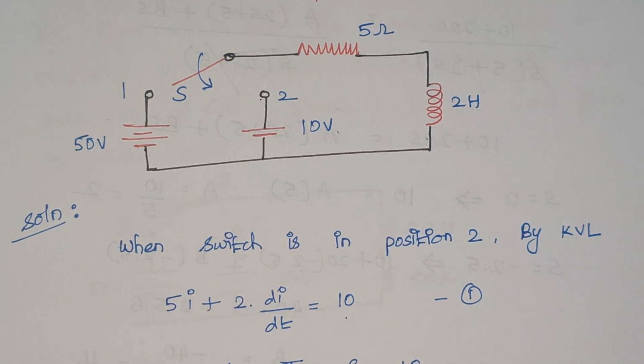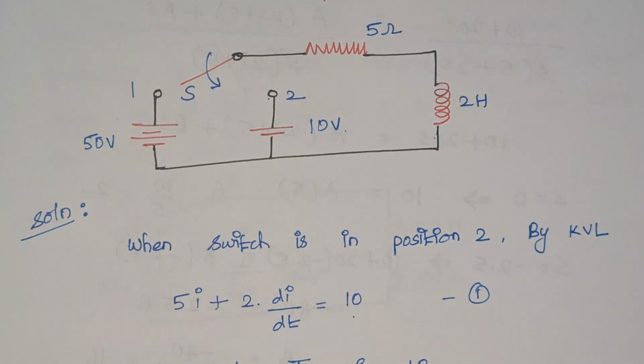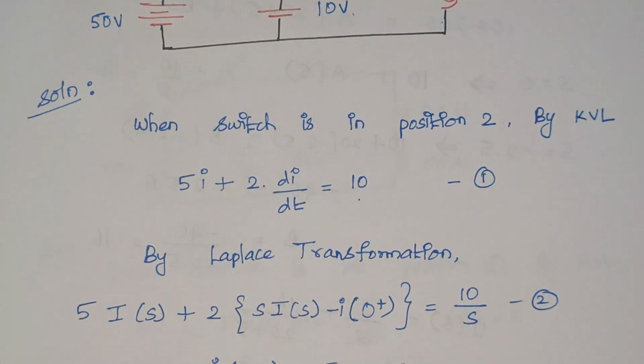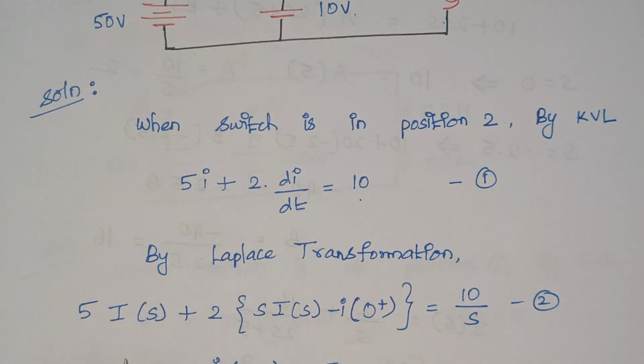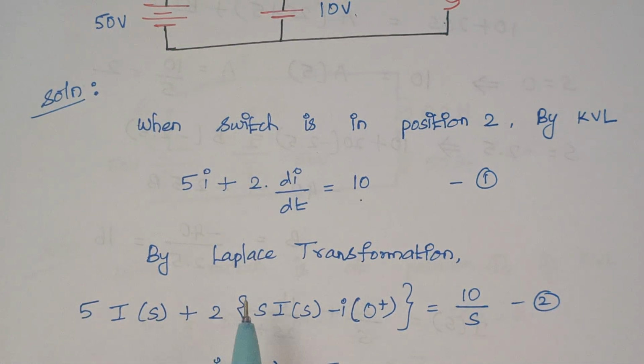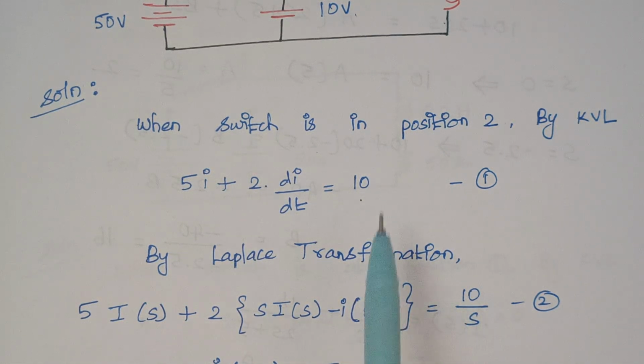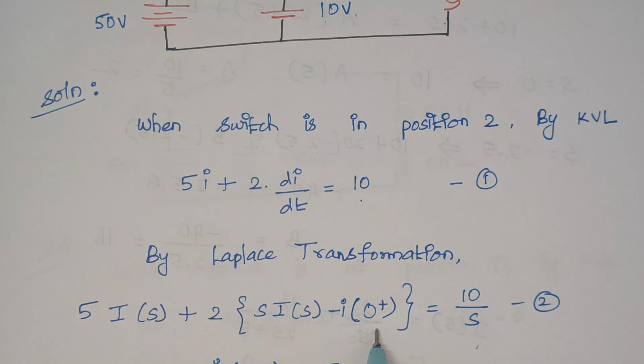Then the next thing is we are going to take the Laplace transformation. So here the Laplace transformation: i becomes I of s, plus 2 into di by dt becomes s into I of s minus i of 0 plus, which is equal to 10 by s. So i of 0 plus is nothing but the steady state current when the switch is in position 1.